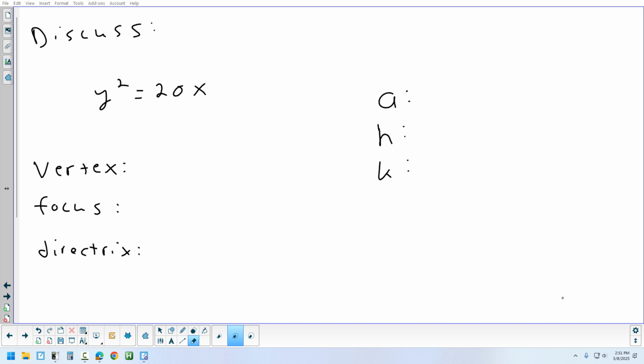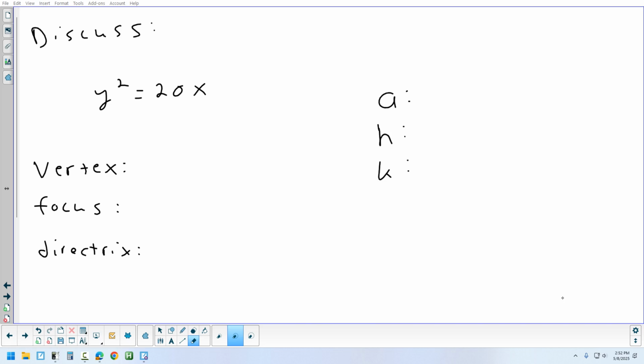All right, so first question we're going to look at is for a parabola. And we know it's a parabola because one of the variables is squared and the other one is not. So whenever one is squared, one isn't, it's always a parabola. Now there's 4 different cases for the parabola: opening up, down, left, and right.